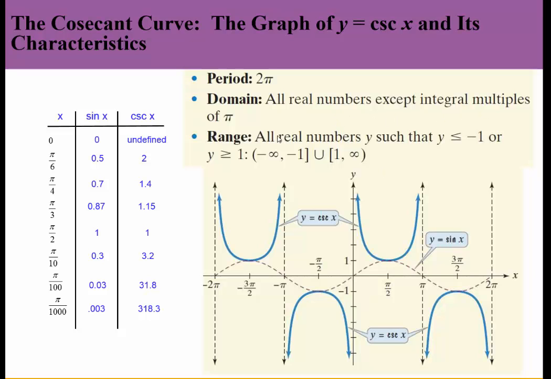All right, so the domain of the cosecant, because of the asymptotes, is all real numbers except integral multiples of pi. Okay, so notice every interval of pi you have an asymptote here. The range is all real numbers y, such that y is less than or equal to -1, or greater than or equal to 1. And here it is in interval notation. So this goes from 1 to infinity, -1 to negative infinity, and this will keep happening forever and ever.